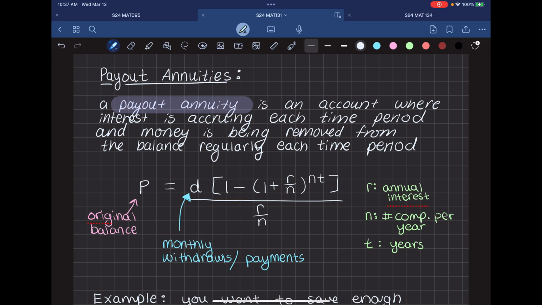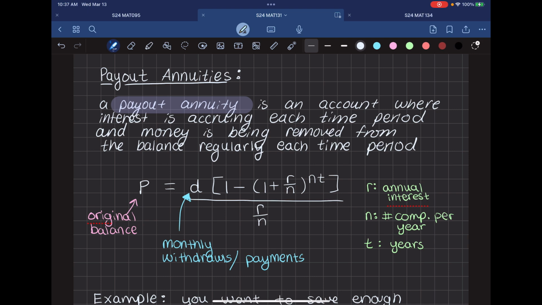And at the same time, each time period, the balance is being reduced. If it's a retirement account, it could be your monthly withdrawals. If it is something like a loan, it's going to be your monthly payments. But basically, you're doing something each month where you're removing some amount from the balance while interest is increasing the balance.